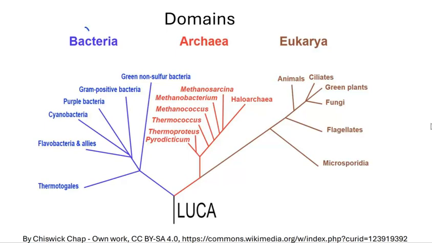There is the bacteria, which you will have discussed on many of your biology courses, the classic structures such as the gram-positive, gram-negative bacteria. There are, of course, the Eukarya group, which includes the animals, ciliates, green plants, fungi, phylogenates, and microsporidia, groups that you'll be familiar with.